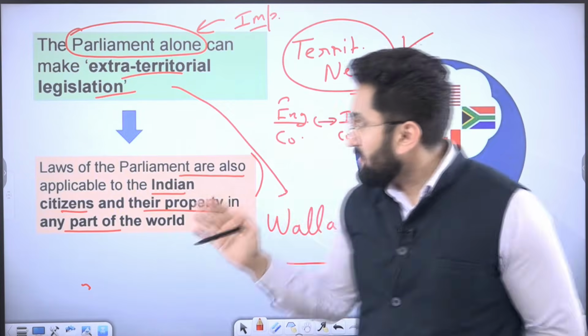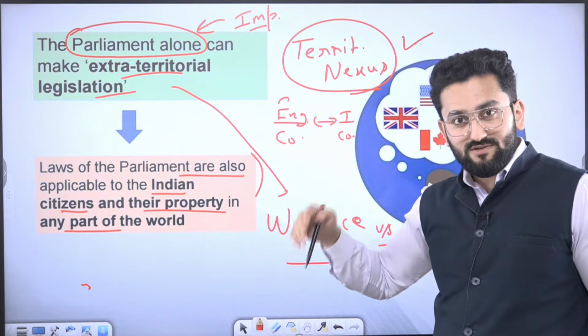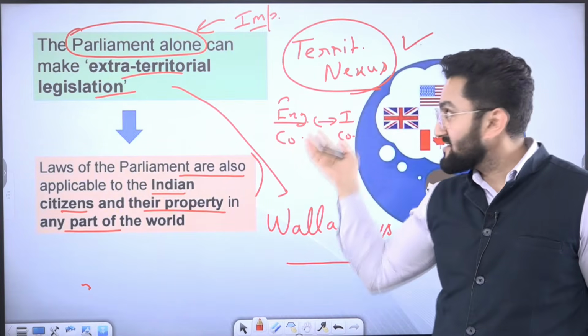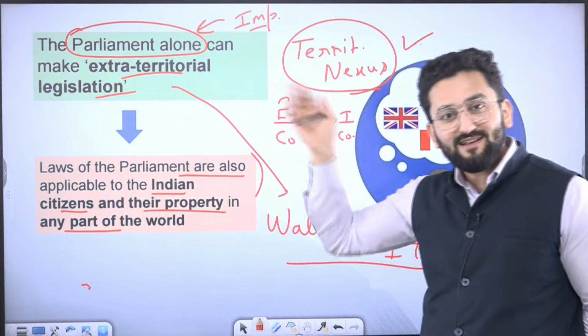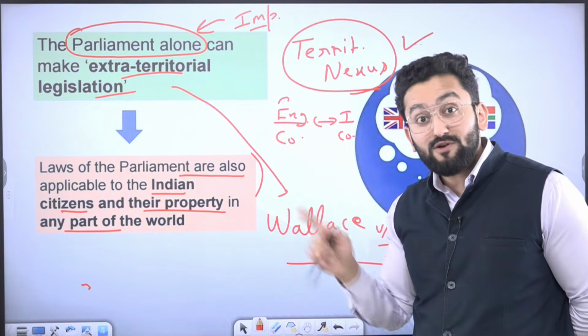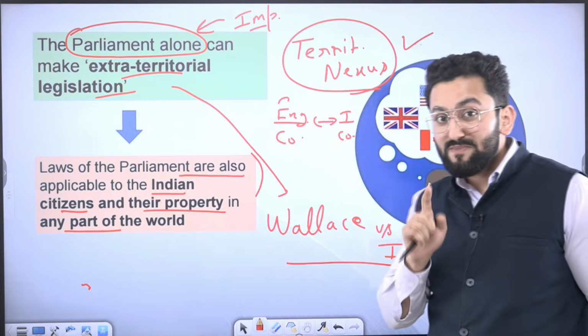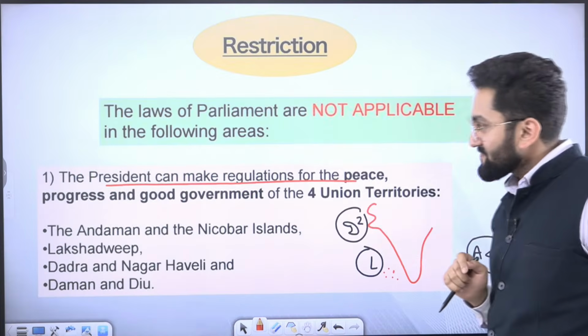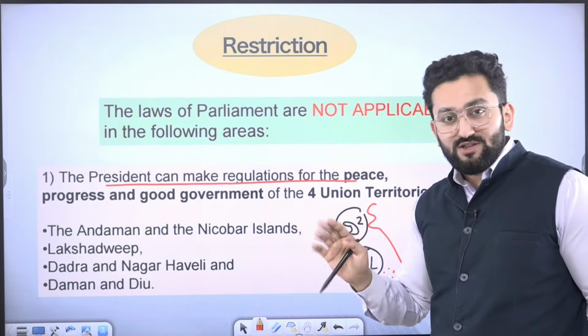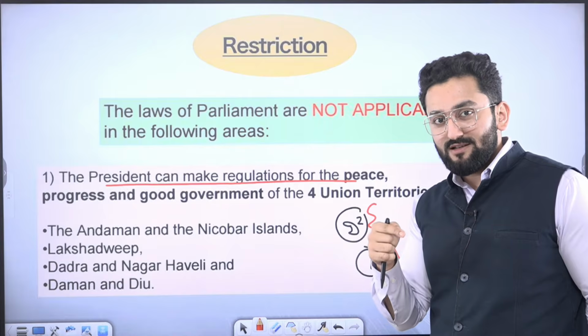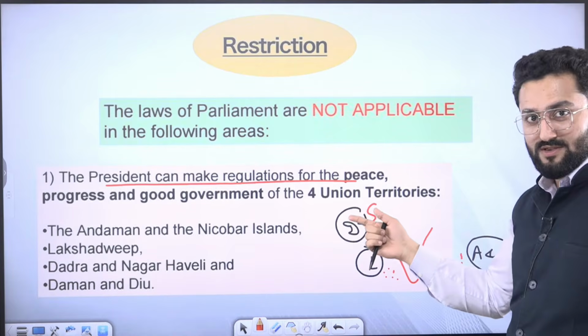So in this case, what is happening? Extraterritorial legislation is in place, right? This law is being applied to another territory also, right? But this power is also not absolute. The test of territorial nexus should be made, right? Now what are the restrictions? I told you, exceptions are there. Just take a look over these exceptions.